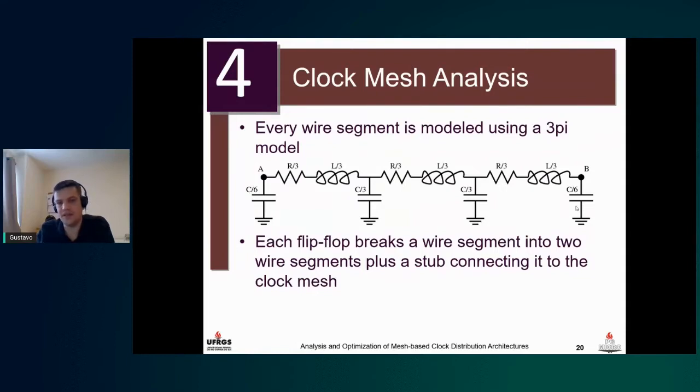So a simple way of doing that is modeling the wires as a pi model, with a 3-pi model, where we model the coupling through capacitors. The wire resistance will be modeled by a resistance distributed across this line, and we may also put some inductance there. So each one of the clock sinks that connect the clock mesh will break that wire into smaller segments, and then therefore increasing the total number of elements that need to be simulated.